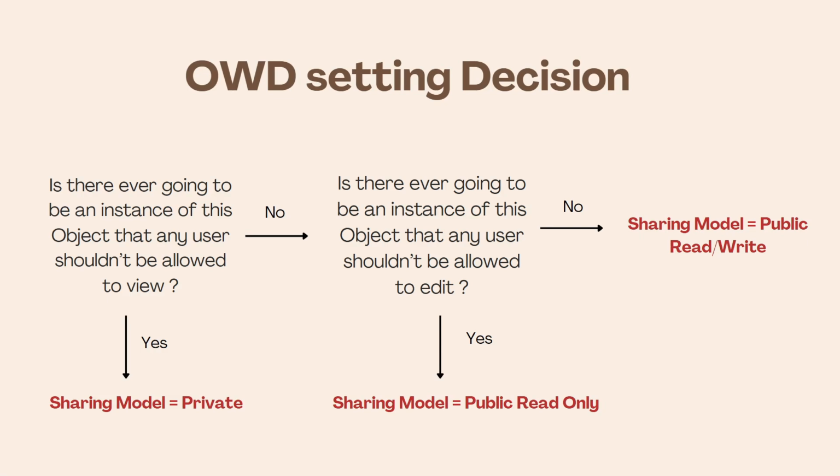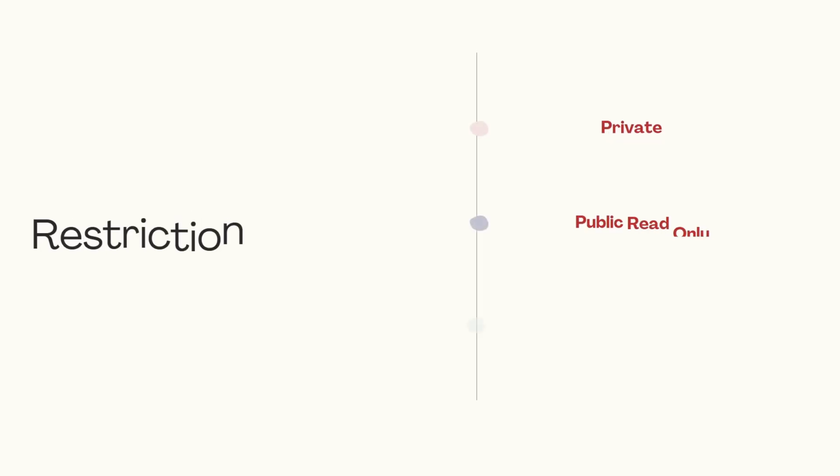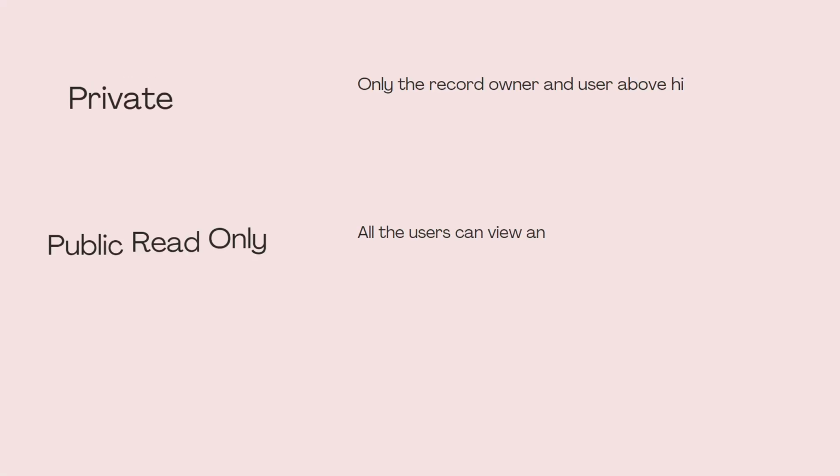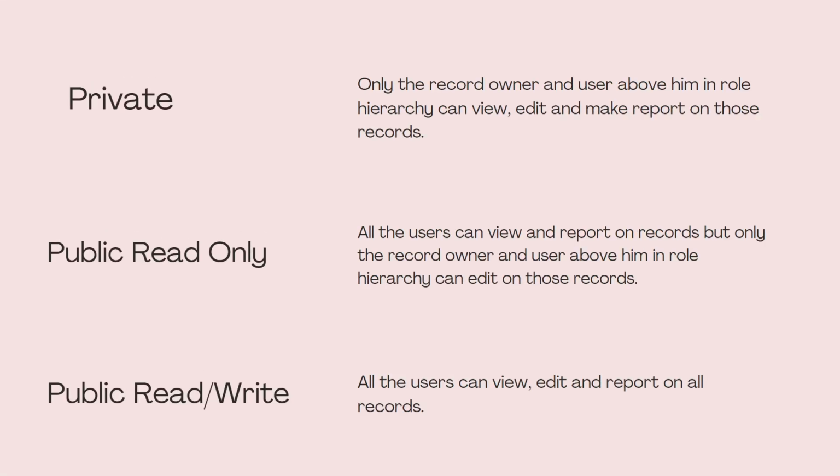Okay, so let's quickly recap what we have understood. The most restricted level is private, then public read only, and then public read write. These three are the sharing models defined by Salesforce for your record access. Let's quickly walk through these three once again. By defining the sharing model as private, only the record owner and users above them in the role hierarchy can view, edit, or report on those records.